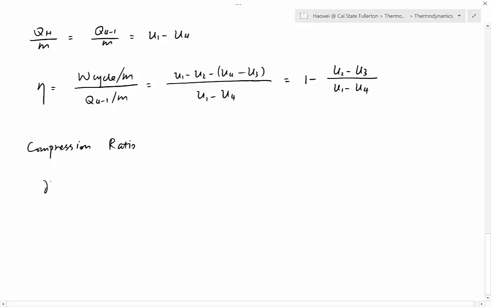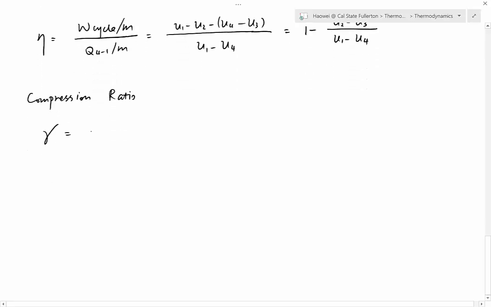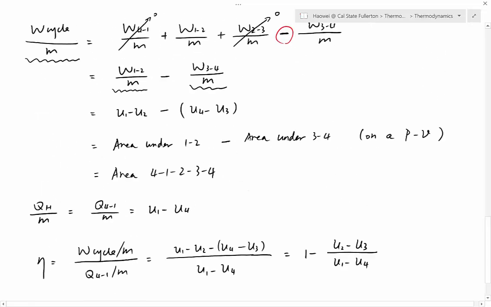We use letter gamma for compression ratio. The definition of gamma is actually very straightforward. That is the biggest volume during this cycle divided by the smallest volume in this cycle. Okay, let's take a look. Which point has the biggest volume and which point has the smallest volume?